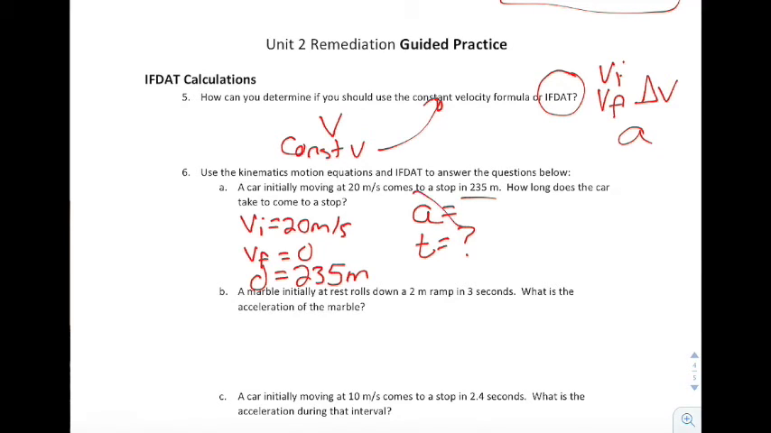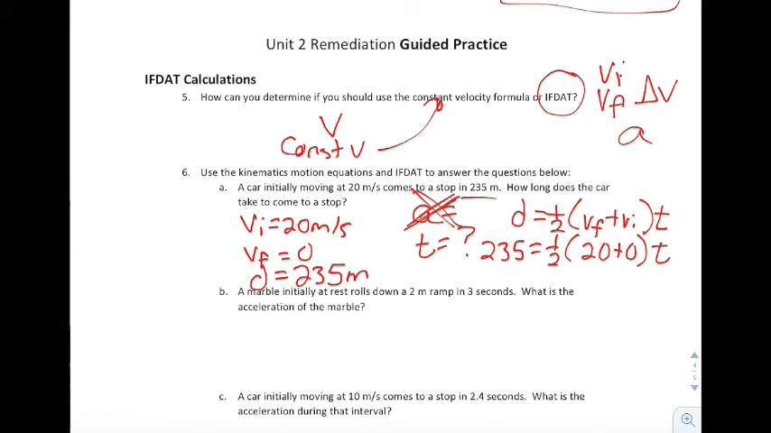So because we don't know the acceleration, we cross that out and we look for the equation that does not have acceleration in it. And the equation that doesn't have acceleration in it is d equals 1/2 (vf plus vi) t. So you would plug in and say 235 equals 1/2 (20 plus 0) t. At this point, you can go ahead and solve. 20 plus 0 times 1/2 would be 10. So now you have 10t, and then 235 on the other side. You would divide both sides by 10, and in doing so, you would get the time as 23.5 seconds.